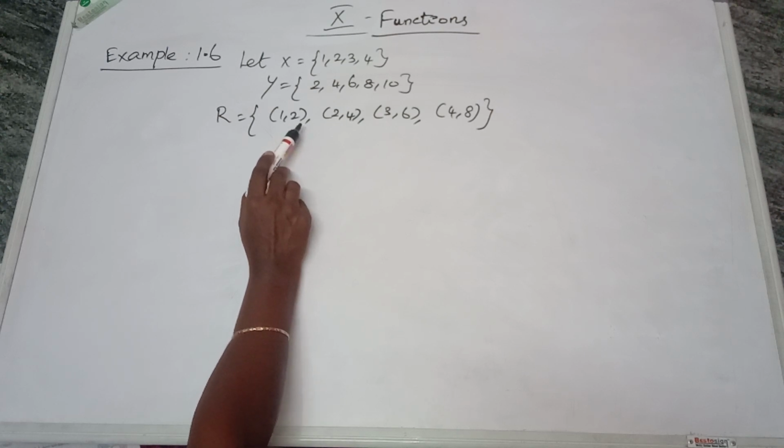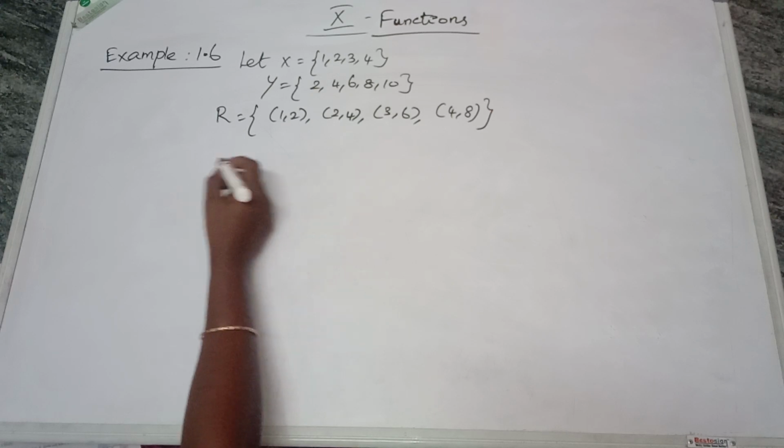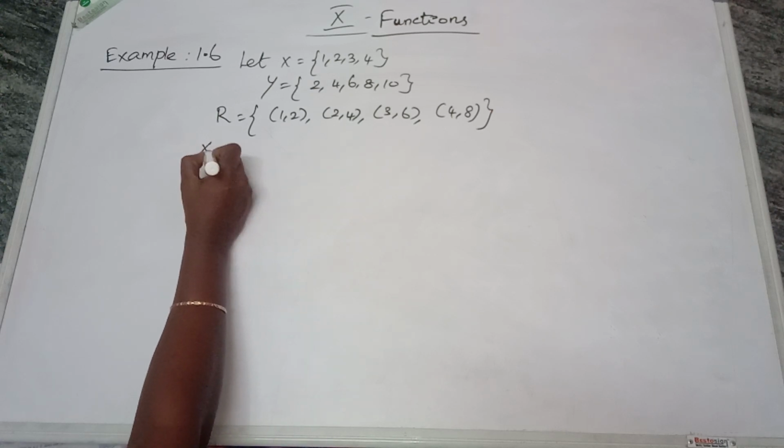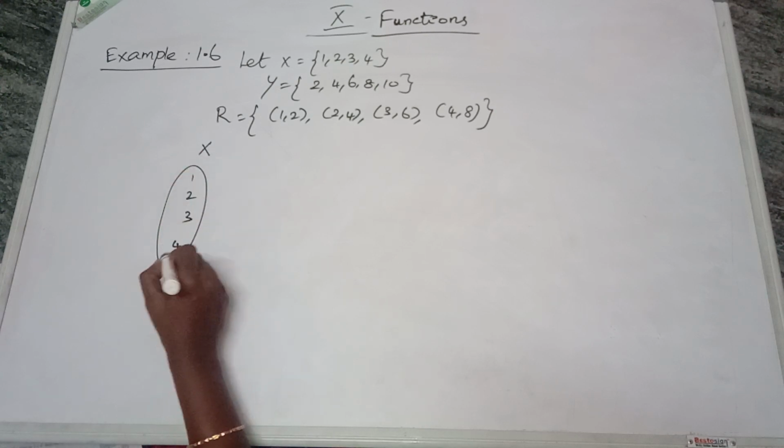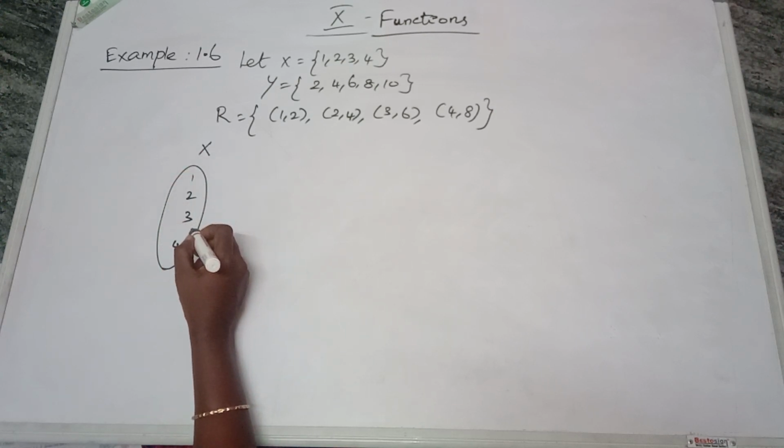For that, first we have to see whether this R is a function or not through an arrow diagram. So first you can take the first set X, which has the elements 1, 2, 3, 4. Here you have to close it.